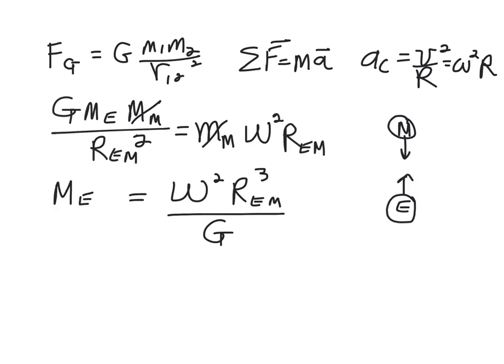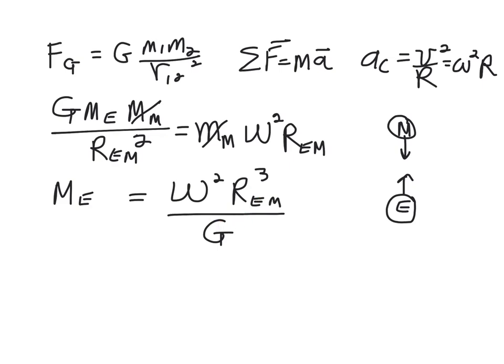Okay, there's the equation you should have gotten. Let me just remind you that the distance between the Earth and the moon is what goes in this equation. Here, this is the omega times the radius of the circle. So the radius of the circle that the moon moves in is that same r_EM. That's why these are the same. And then when we do the algebra, we get this equation.